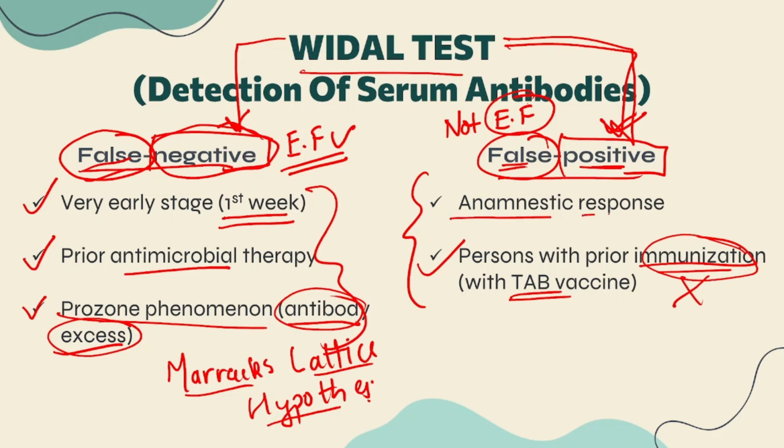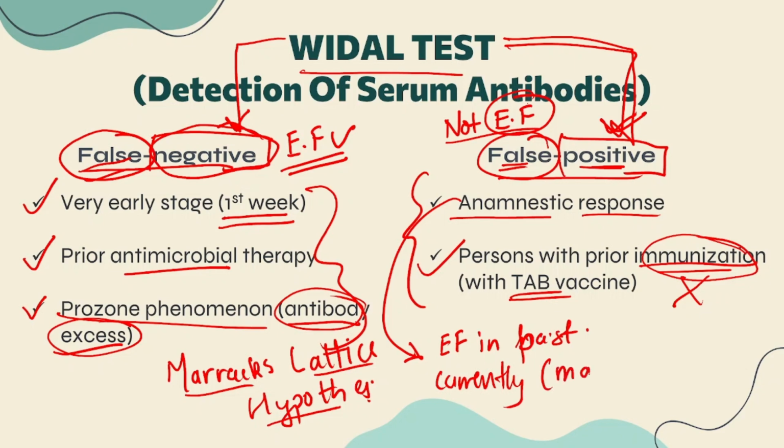And another case over here is anamnestic response. What is anamnestic response? It's a bit complex to understand, but let me try. In anamnestic response, the person definitely, as I said, is not having enteric fever. This is a person who had enteric fever in the past, a long time ago. And currently the person is having some other infection, like malaria or dengue, any one of the infections. Currently he is having another infection.